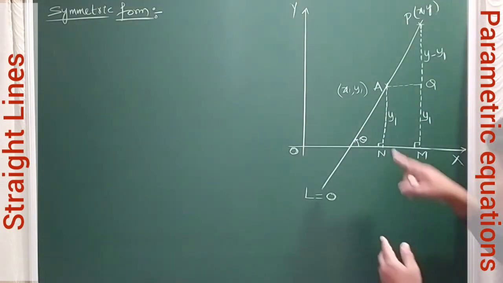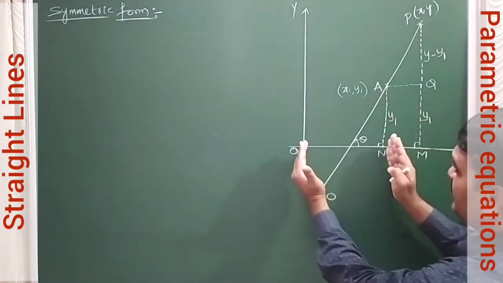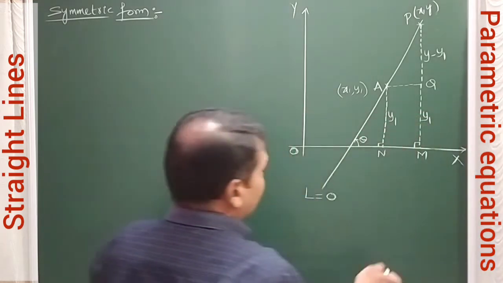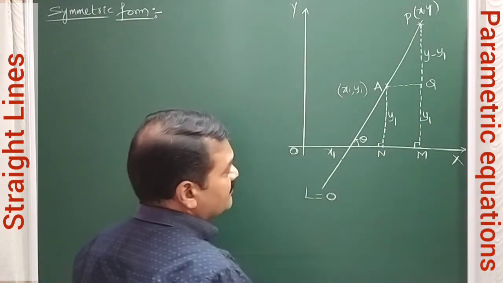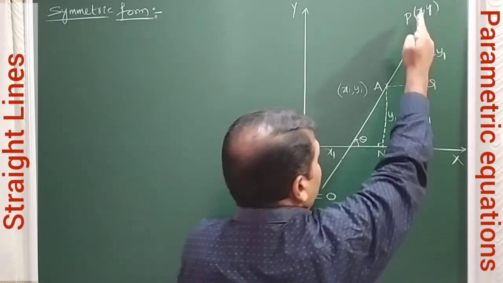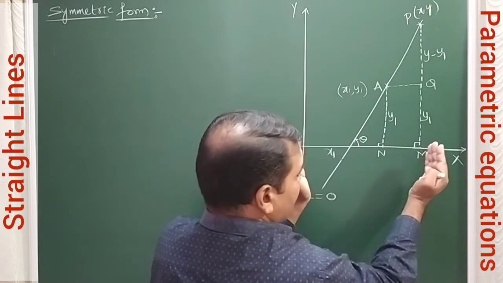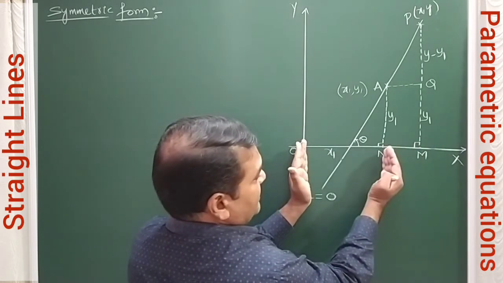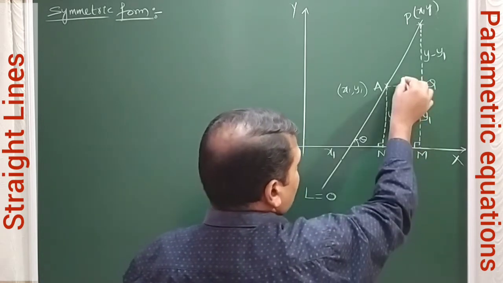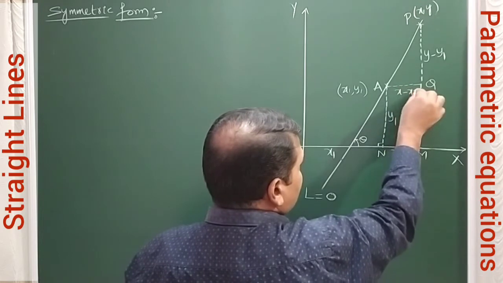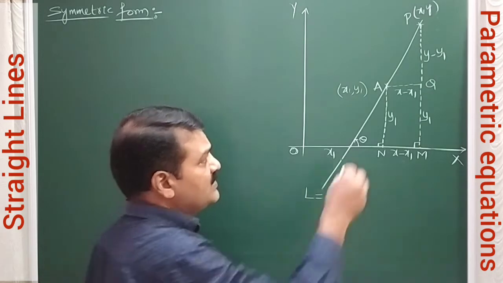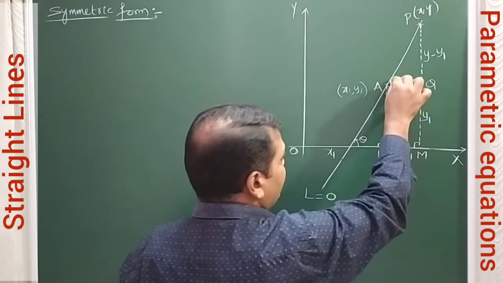Similarly, taking this point, this will be the x coordinate of the point, so this length is going to be x1. With respect to this point, this length is going to be the x coordinate of this point, x. So this length is x, this length is x1. So what is the remaining length now? x minus x1. Slope of this line is theta, that means even here you will have angle theta.